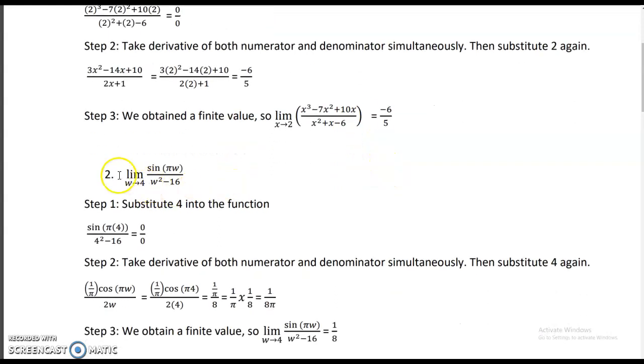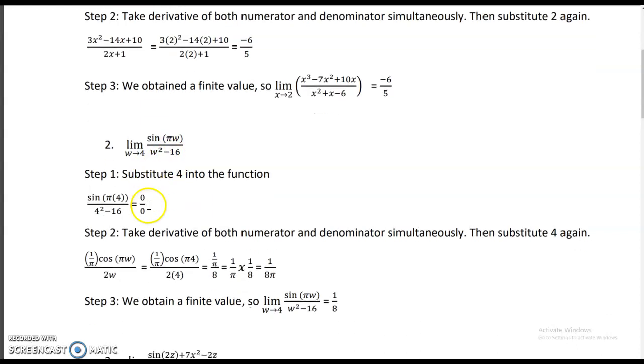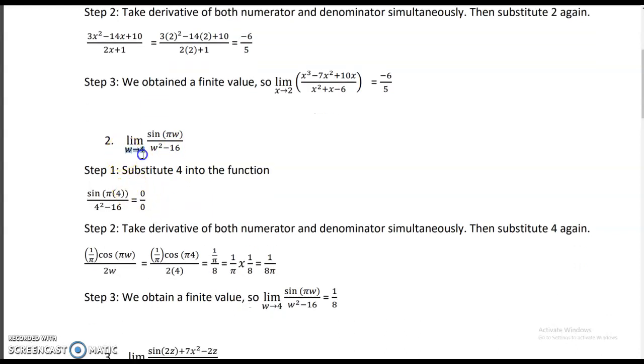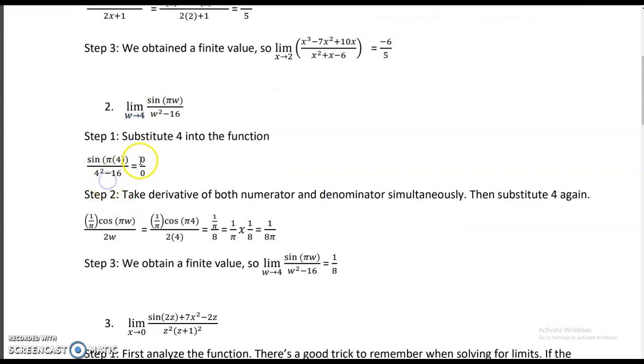We're going to try that again for number 2, but this time with sine. Limit as w approaches 4 of sine of pi w over w squared minus 16. First, the same thing. We substitute 4 into the function because w approaches 4. As you plug in 4 for w, you get 0 over 0 again, which indicates we have to use L'Hopital's rule.